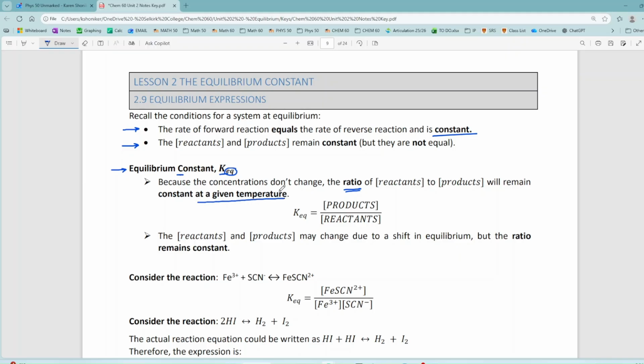So the equilibrium constant is calculated by doing the ratio of the products to the reactants. So the concentration of the products divided by the concentration of reactants. Now, just a little side note, the concentration of reactants and products may change due to a shift in equilibrium. So we're going to be talking about maybe Le Chatelier's stuff and talking about what happens when there's a shift. But when there's a shift, the ratio of products to reactants will always remain constant. So you can kind of picture those graphs that we were working on, and everything comes back up and comes back down until we're at this constant spot again.